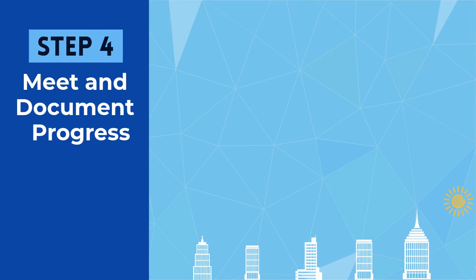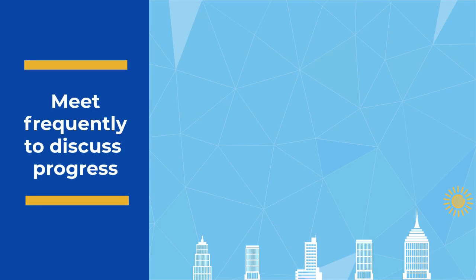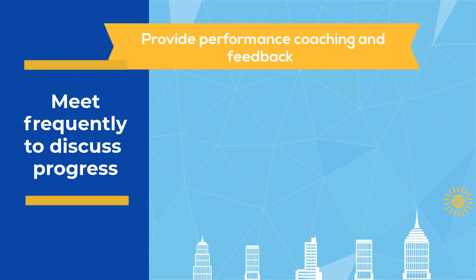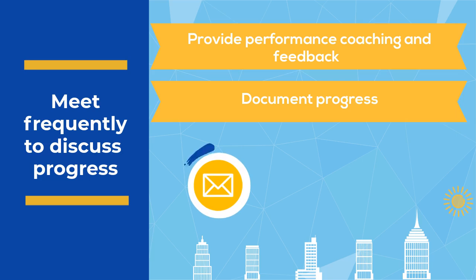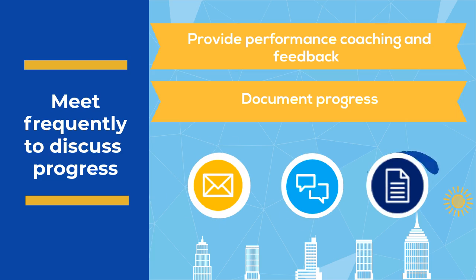Step 4 is to meet and document progress. During a PIP period, the supervisor and employee should meet frequently to discuss the employee's progress. Best practice is to meet on a weekly basis so that supervisors can provide regular performance coaching and feedback. The supervisors should document the progress or the continued performance deficiencies. Document progress against PIP requirements in an email, a written summary of verbal discussions, or a formal memo. If the discussion occurs in person, capture it in an email and send it to the employee.